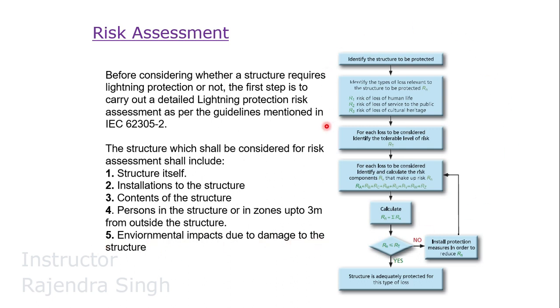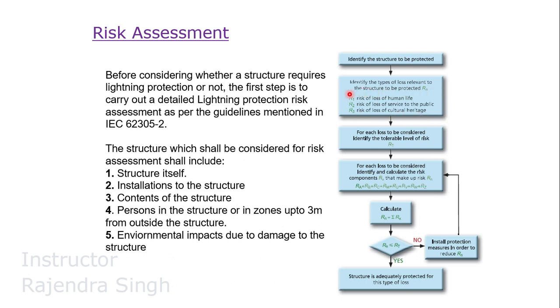So here on the right hand side, my cursor is floating over the flowchart for the risk assessment. First we need to identify the structure which is to be protected. Identify the type of loss relevant to the structure to be protected, Rn. Then R1, which is the risk of loss of human life, R2, the risk of loss of service to public, or R3, the risk of loss of cultural heritage, has to be identified, that is, what is the risk that can occur due to lightning.